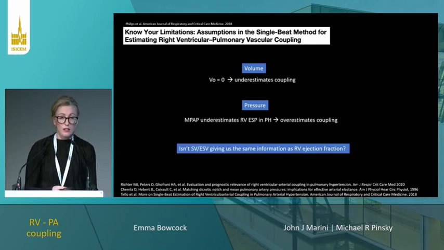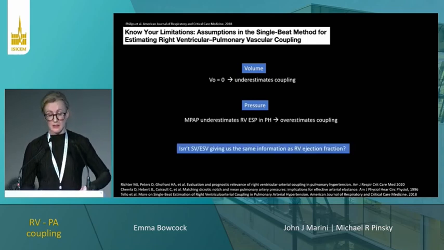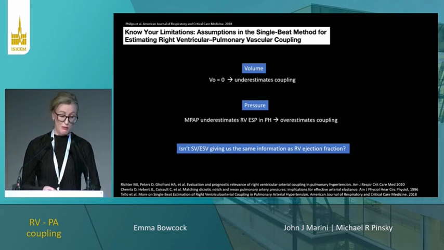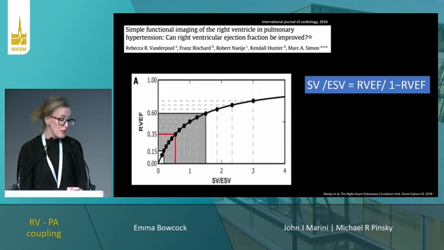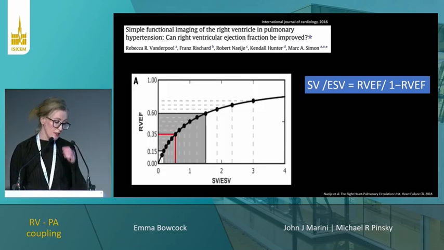And finally, the key question that comes up a lot is, isn't the stroke volume over end systolic volume just telling you the same information as RV ejection fraction? And of course it is in some ways because it's mathematically related, as you can see here. But the relationship between right ventricular ejection fraction and these coupling metrics is non-linear.